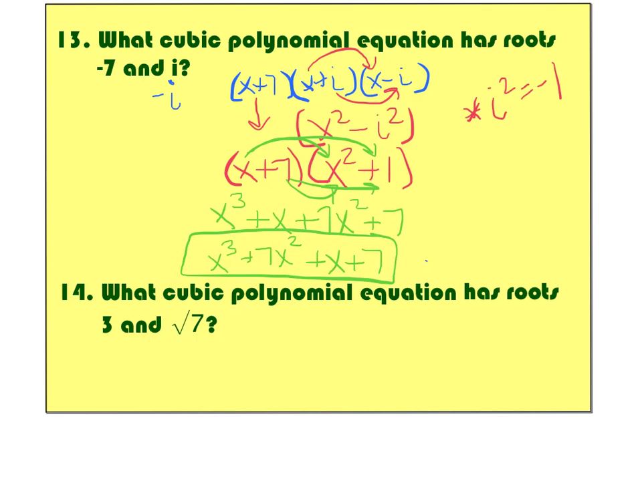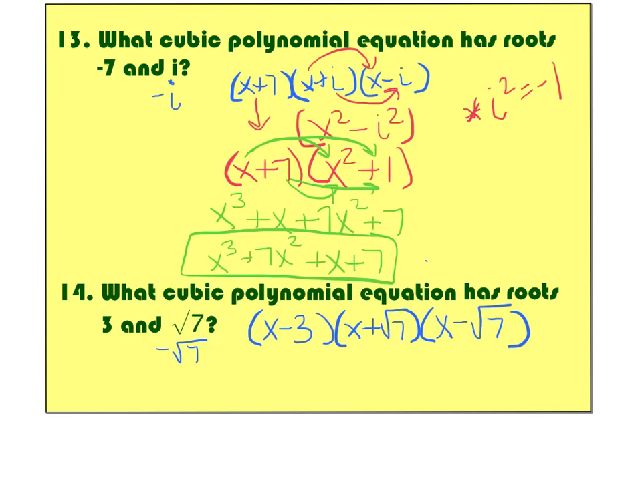I'm going to do the same thing with problem number 14. If I look at it, 3 does not follow the buddy system, but radical 7 does. And I know that radical 7 is going to also have a negative radical 7 with it. So that's 1, 2, 3 sets of parentheses that I need. I have x minus 3, because remember you switch the sign when you put it in there, and x plus radical 7, x minus radical 7.